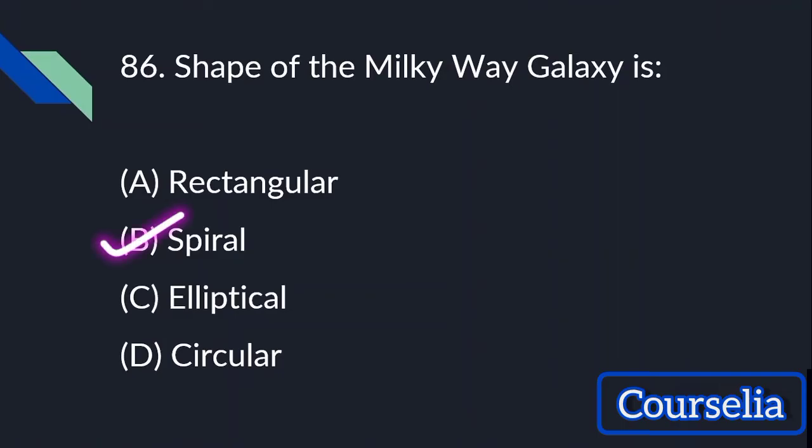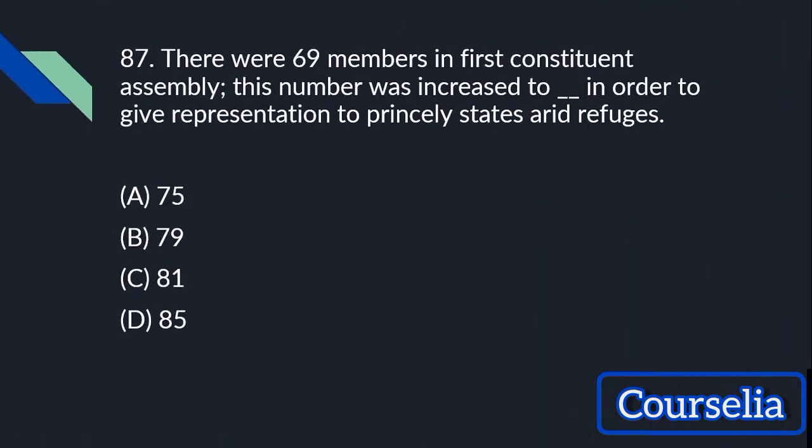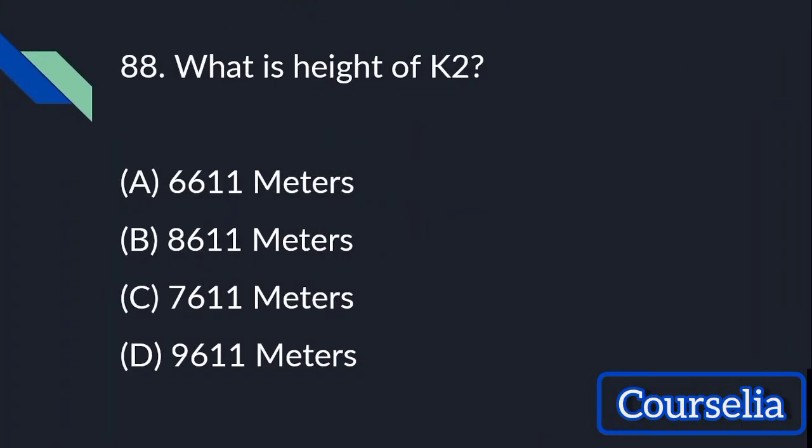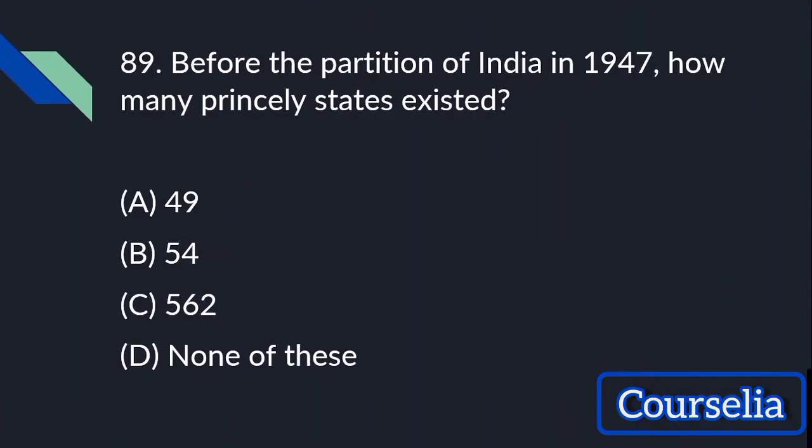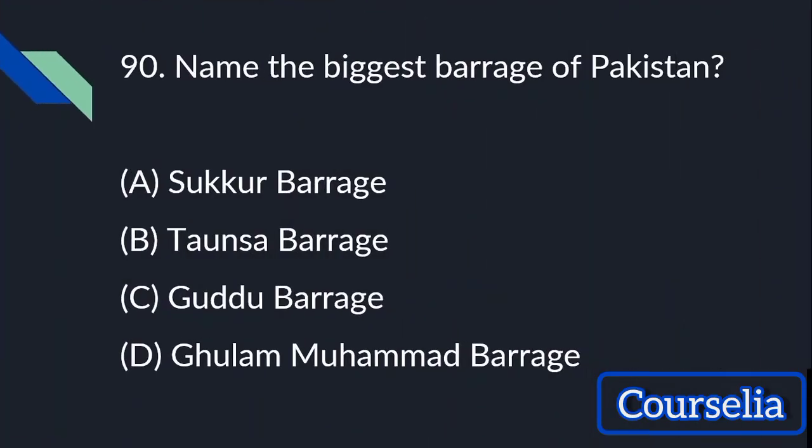The answer is spiral. There were 69 members in First Constituent Assembly. This number was increased to dash in order to give representation to princely states and refugees. Answer is 79. Height of K2, 8,611 meters. Before the partition of India in 1947, how many princely states existed? 49, 54, 562, none of these. Answer is 562. Name the biggest barrage of Pakistan.